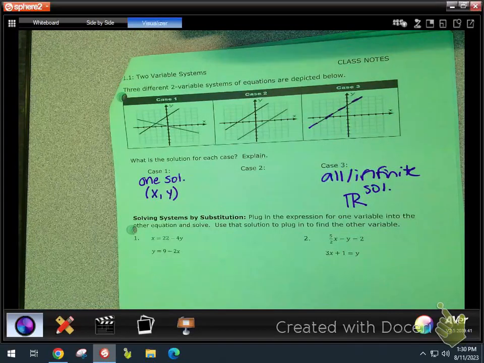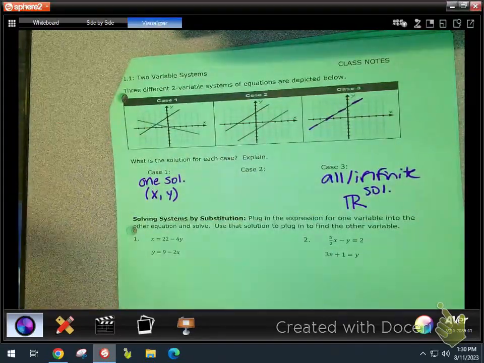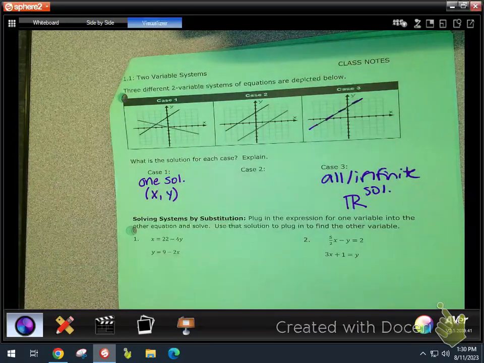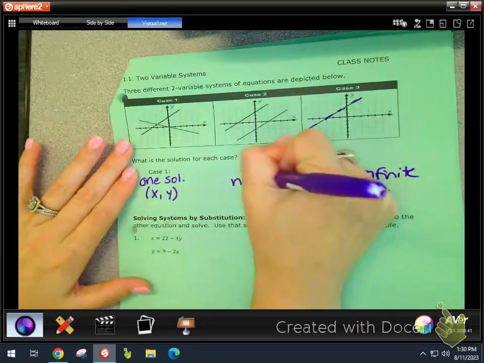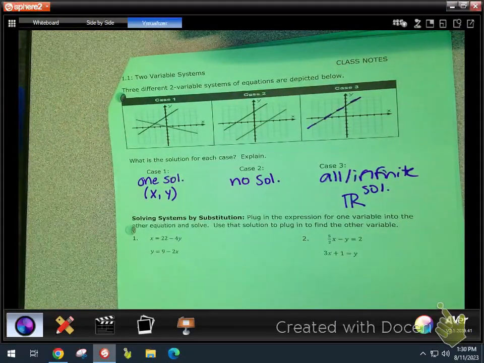And then our last case is our, how can you describe these lines? No solution, but they're parallel. So this is a no solution situation because they are parallel, they're never going to cross. So they have the same slope, but they have a different y-intercept.